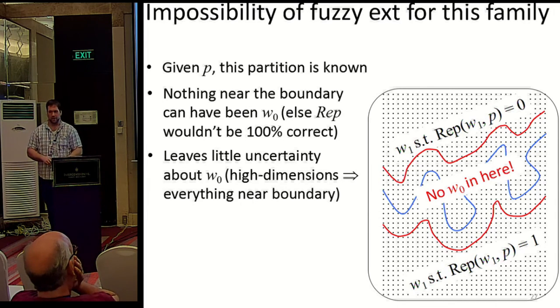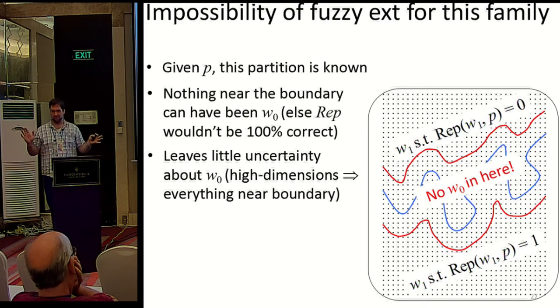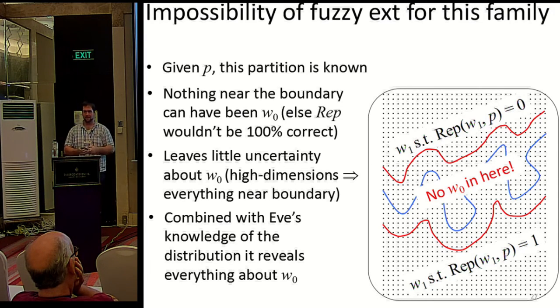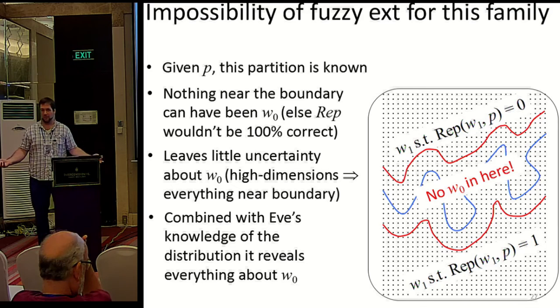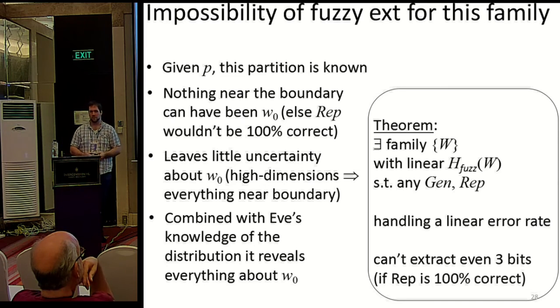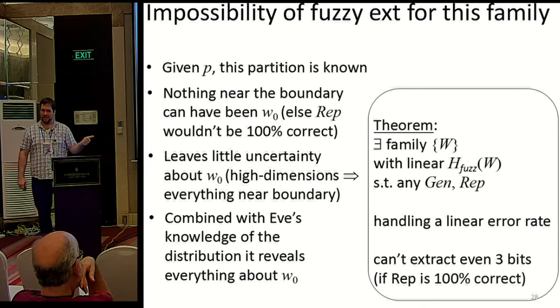But you can actually show that for high-dimensional metric spaces, in particular for the high-dimensional Hamming metric, almost everything lives near the boundary. And so this doesn't look like a small fraction of the space, it looks like almost everything. And so what that lets us do, combined with the knowledge of the distribution, is that so many points are ruled out by being close to a boundary, which leaves very few possible guesses for the value W0. So here we get a slightly weaker result, which says that there's a family of distributions that have linear fuzzy min entropy that, again, handle a linear error rate. You can't get a 3-bit key out.